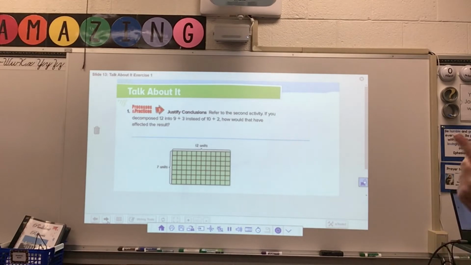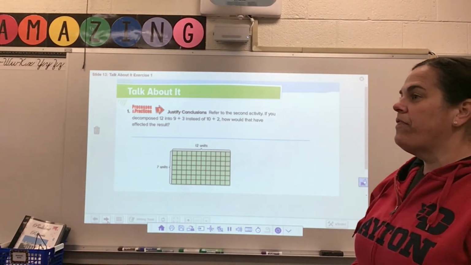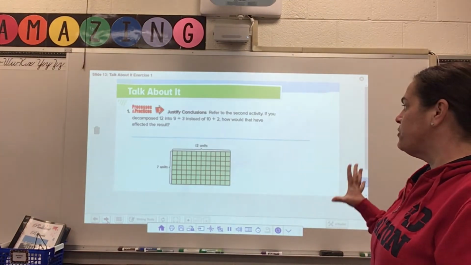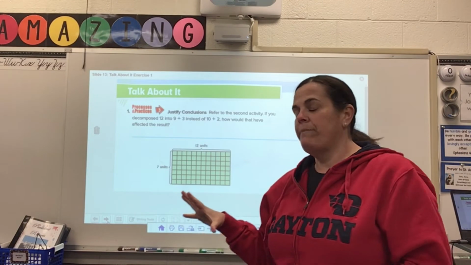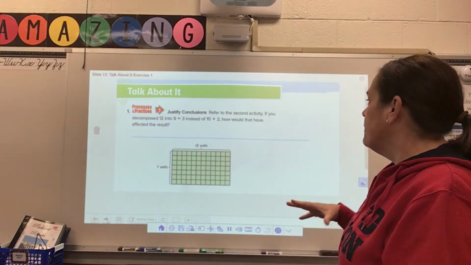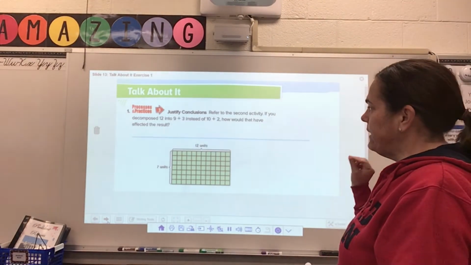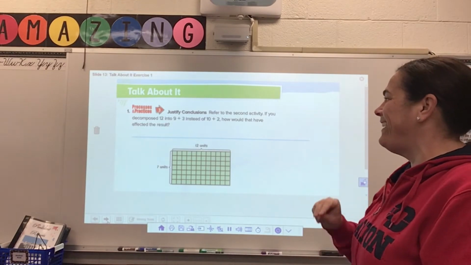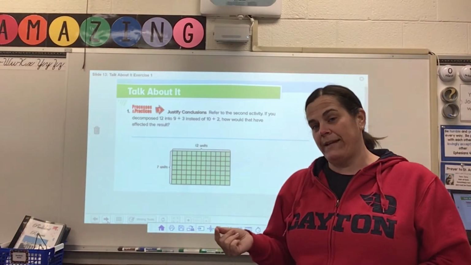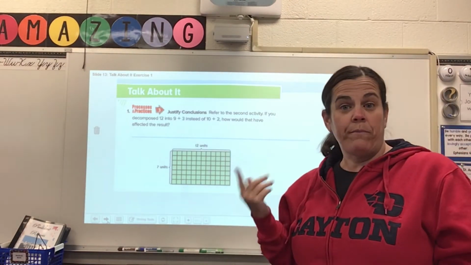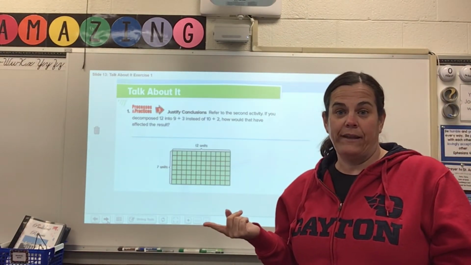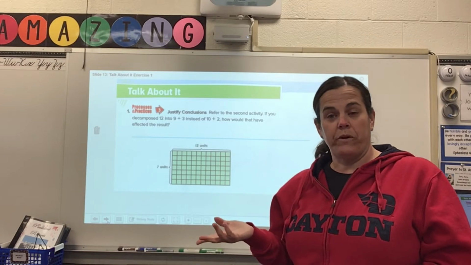So we're going to refer back to that second activity that we just did with that rectangle that was a 7 by 12 rectangle. We decomposed it into 10 and 2. Made it a little bit easier for us to solve. So here it says if you decompose that 12 into 9 and 3 instead of 10 and 2, what would happen? Would it have the same result? Remember, our result was that that rectangle had an area of 84 square units.